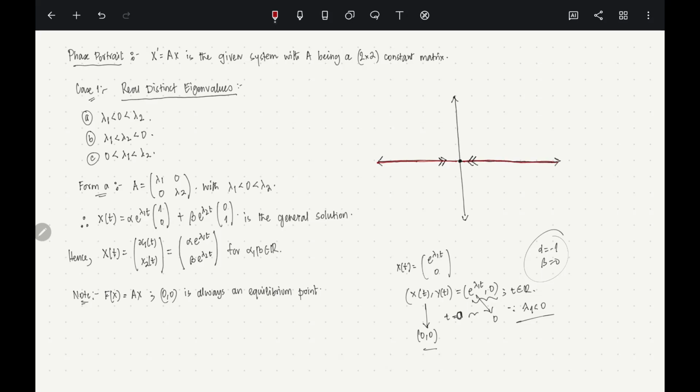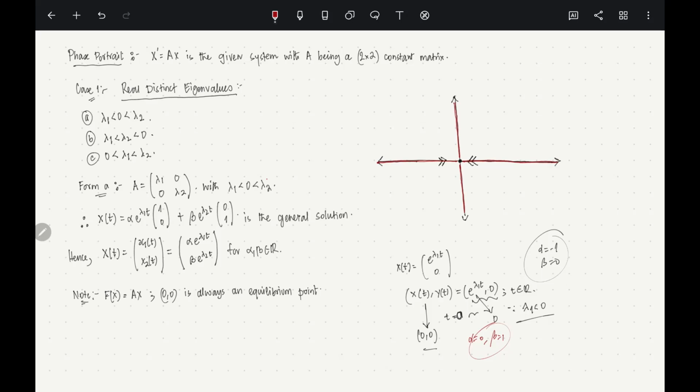Now, what about the similar thing if you take alpha is 0 and beta 1? If alpha equals 0 and beta equals 1, you have exactly a similar sort of situation, but along the y-axis. See here. And where is it converging? Again the same. Now here lambda 2 is positive. Here lambda 2 is positive, right?